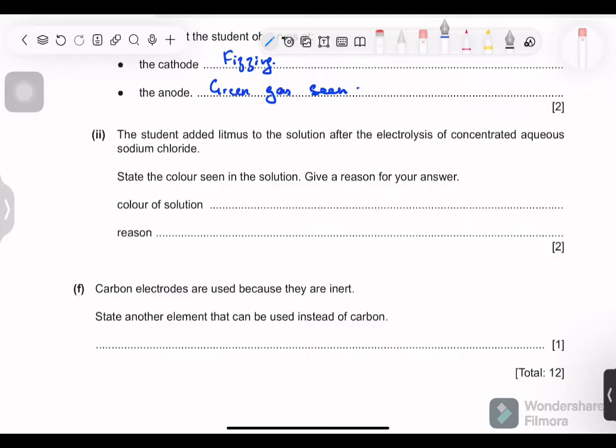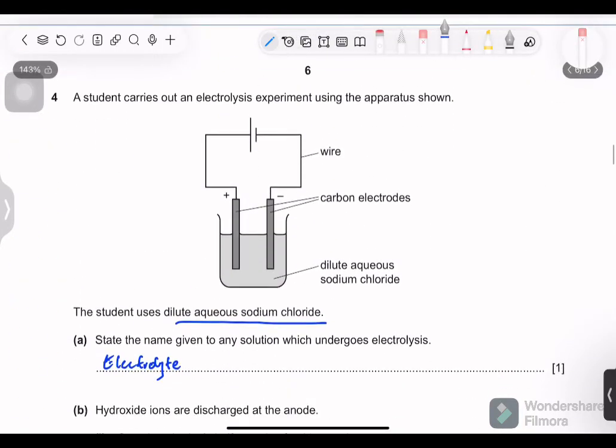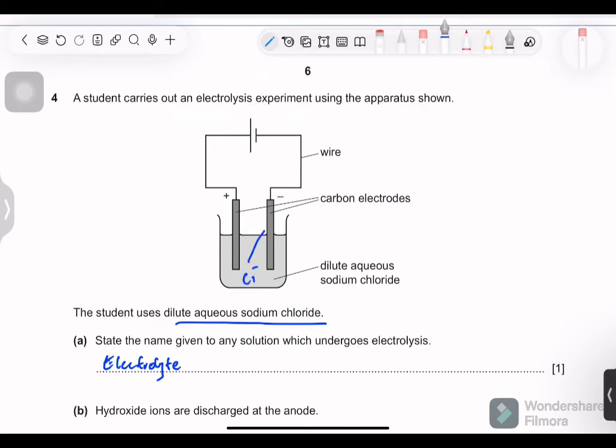Okay, so after the electrolysis of concentrated aqueous sodium chloride, Cl minus has gone to the anode. Sorry, the anode is the positive one. So at the anode, and what was here? Here was Na plus and OH minus and H plus. So H plus went to the cathode, and what remained was OH and Na. So they both reacted to form, as they were ions, NaOH, sodium hydroxide.